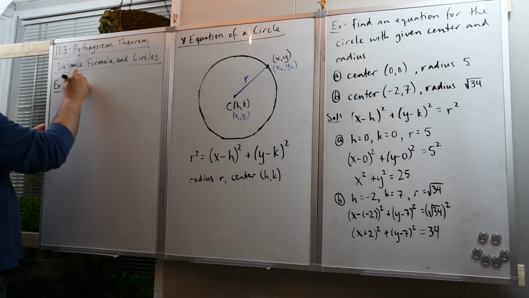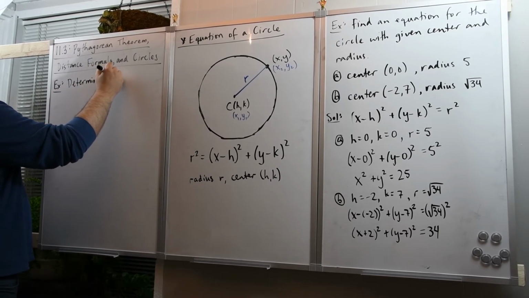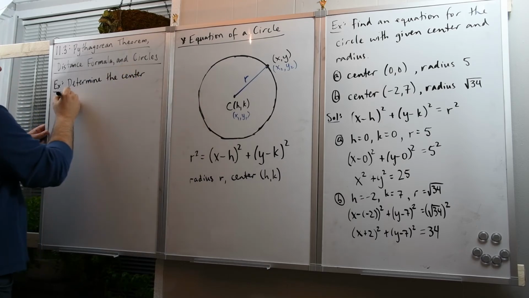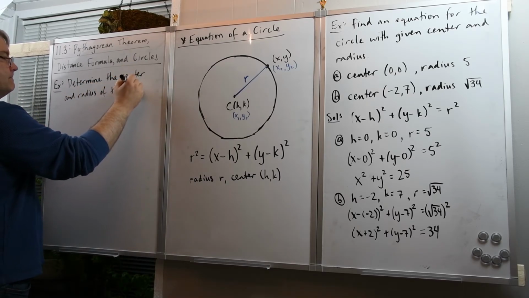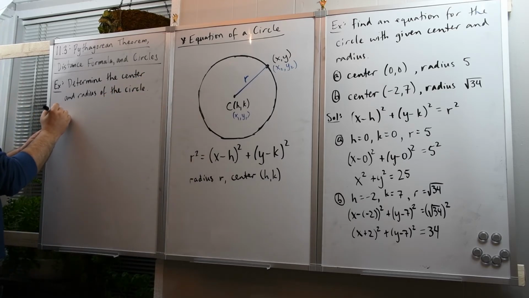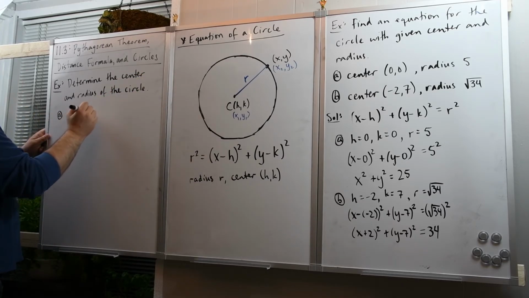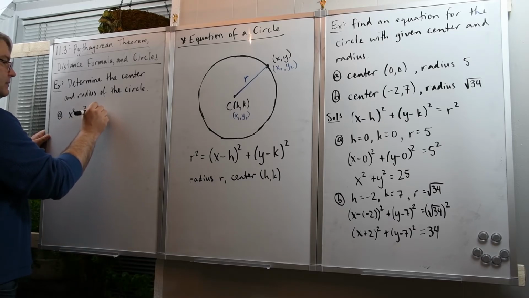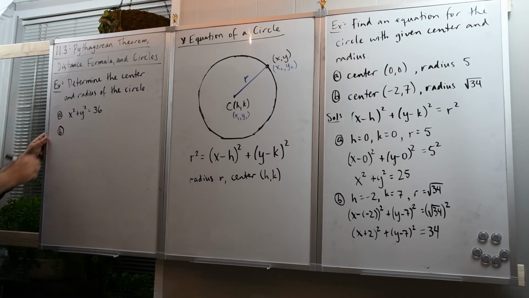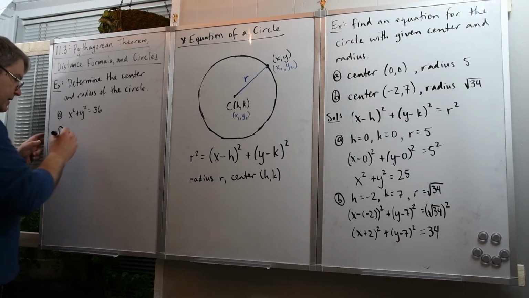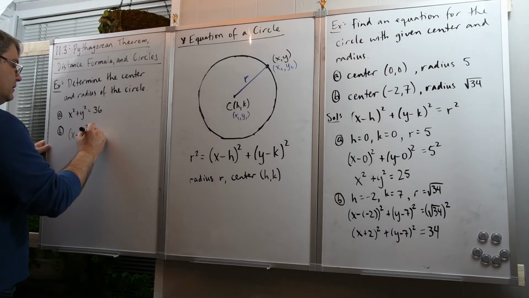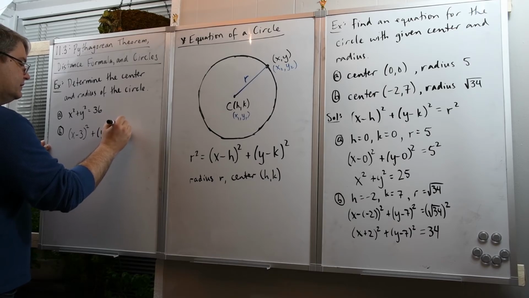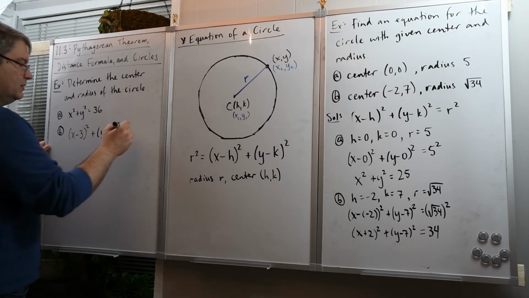So here we're going to determine the center and radius of the circle. In the first case, we'll have x squared plus y squared is equal to 36. And the second case won't look quite as good, but let's say we'll have x minus 3 raised to the second power plus y plus 5 raised to the second power is equal to 81.